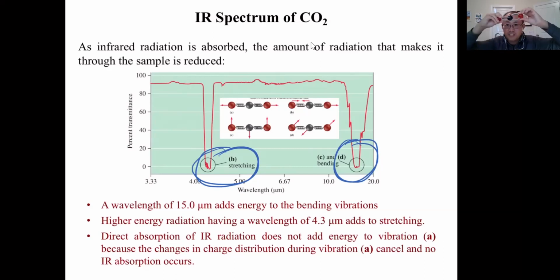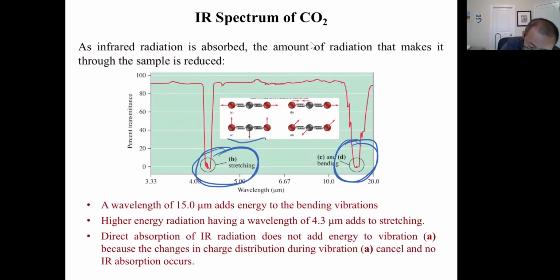It's easier to bend than stretch. Okay, so bending is easier. So you don't need that higher energy IR. Lower energy IR can cause bending vibration. Lower energy means what? Longer wavelengths. So the longer wavelength one corresponds to bending vibration, and the shorter wavelength one corresponds to stretching vibration.